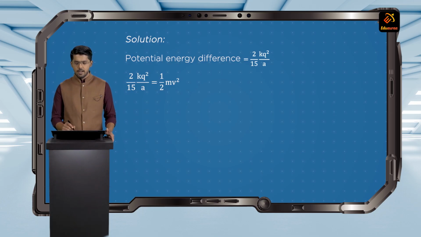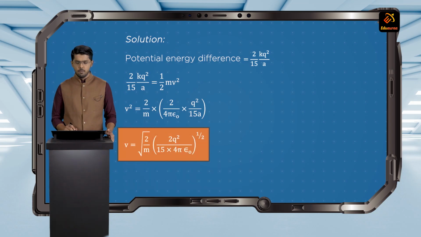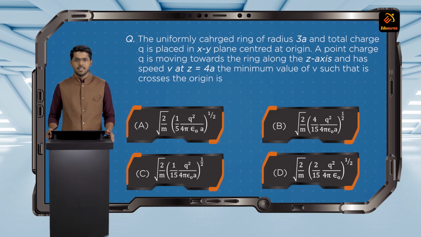and we can equate this potential energy difference with the kinetic energy that must be provided, equal to half mv square. We can calculate the value of v square, which comes out to be 2 by m into 2 by 4 pi epsilon naught into q square by 15a. So v will be equal to under root 2 by m into 2q square by 15 into 4 pi epsilon naught a, whole to the power half. If you compare your options, you clearly see that option D is the correct answer to this question. Let's now move on to the next question.